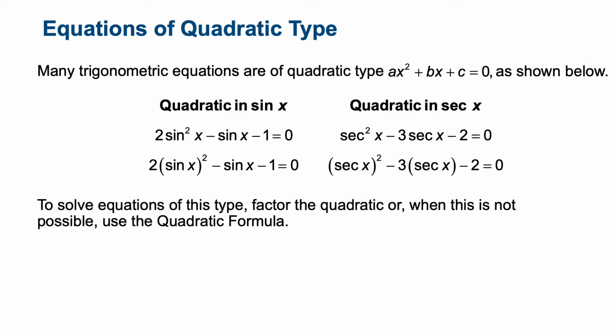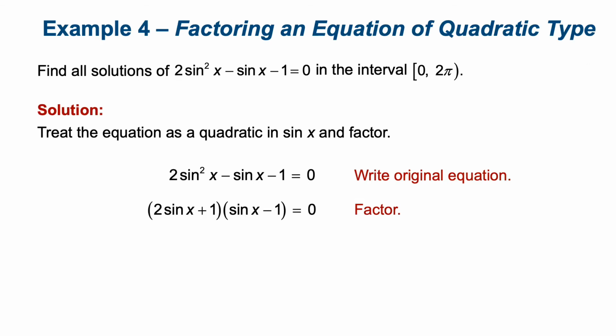Okay, so let's continue. Let's do this one. Find all solutions of 2 sine squared x minus sine x minus 1 is equal to 0 in the interval 0 to 2 pi. Okay, so let's treat this equation as a quadratic in sine of x and factor.